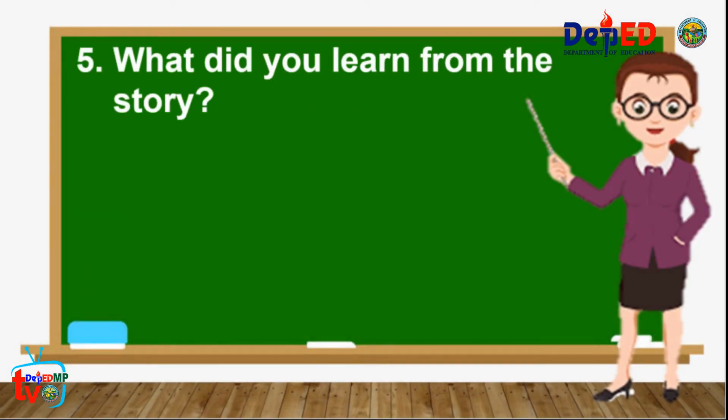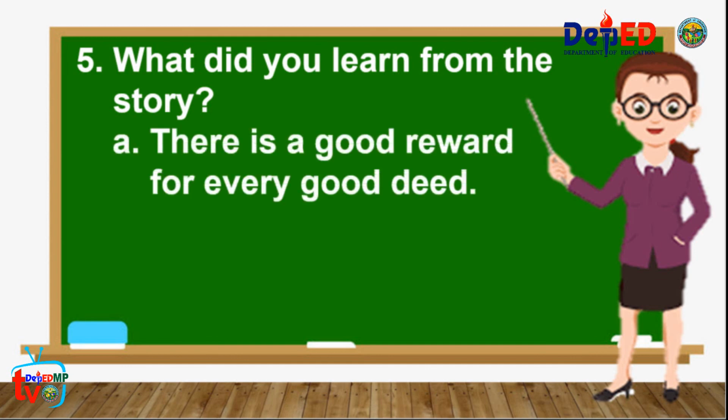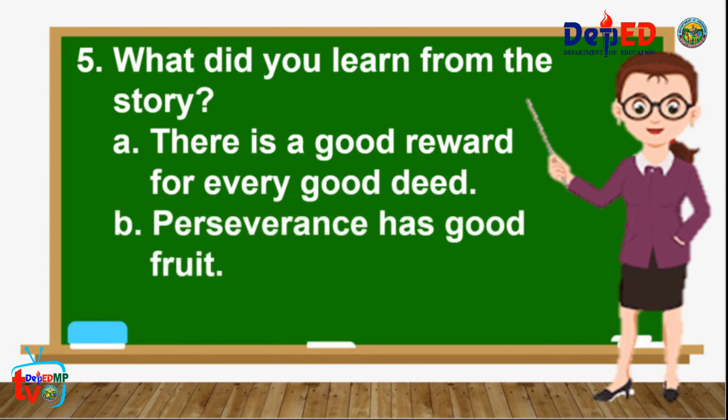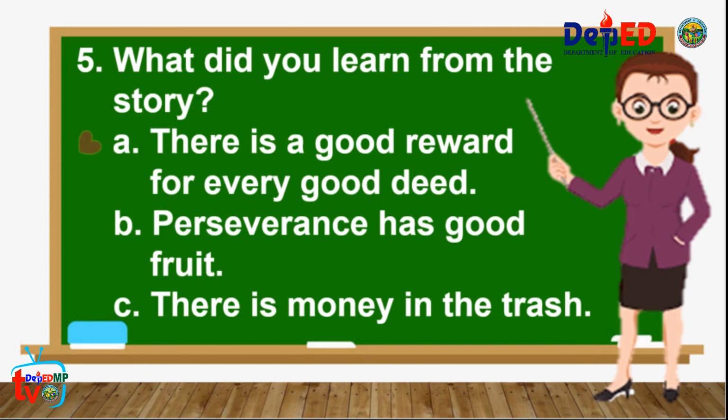What did you learn from the story? A. There is a good reward for every good deed. B. Perseverance has good fruit. C. There is money in the trash. The answer? Letter A. There is a good reward for every good deed.